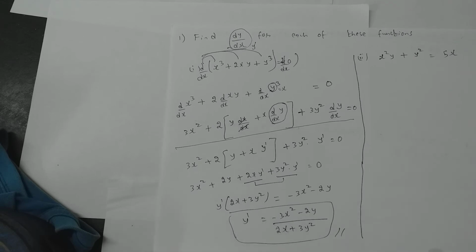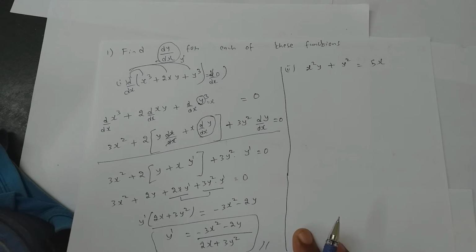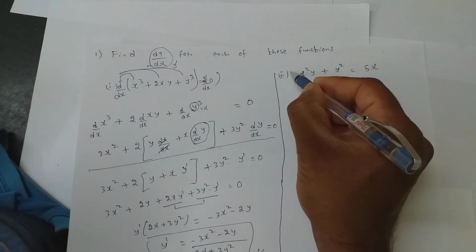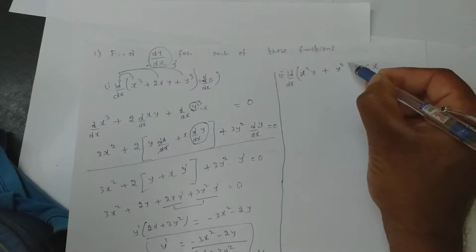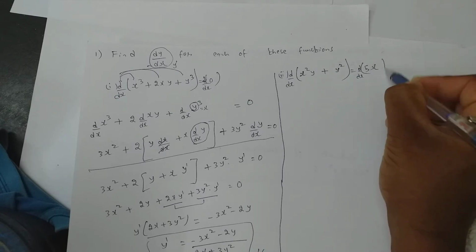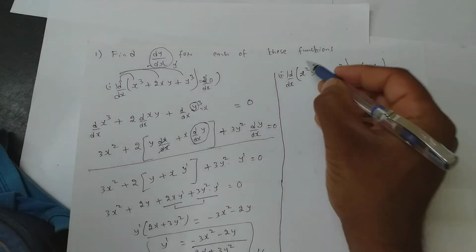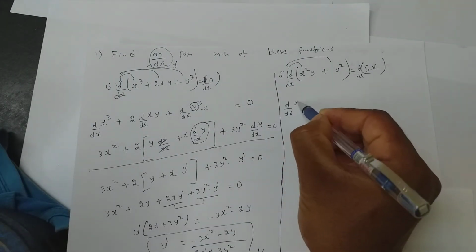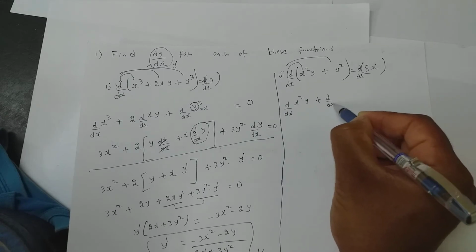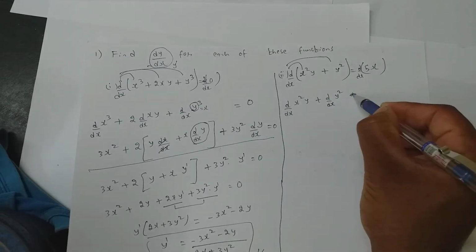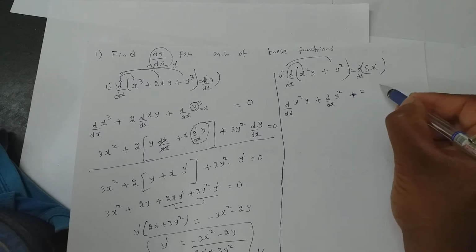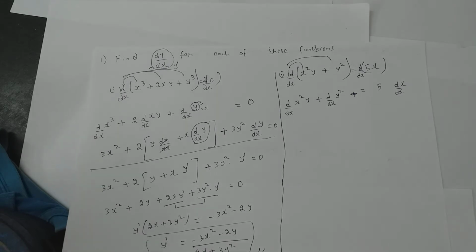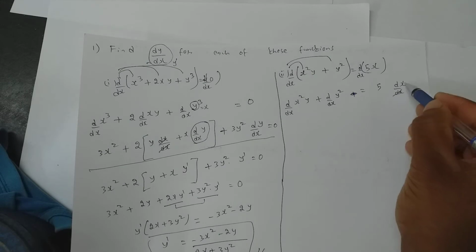Okay students, now look at the second one. For this one, even here I want dy by dx. So what is the first step? You differentiate on both sides. Clear? Next, this gets applied to this term and also to this one. So it becomes d by dx of x square y plus d by dx of y square equal to 5 will come out, d by dx of only x. Clear? Now this is gone.